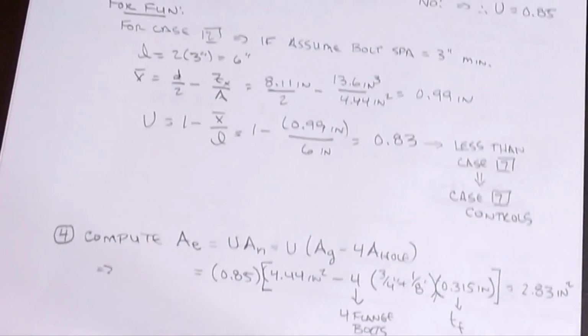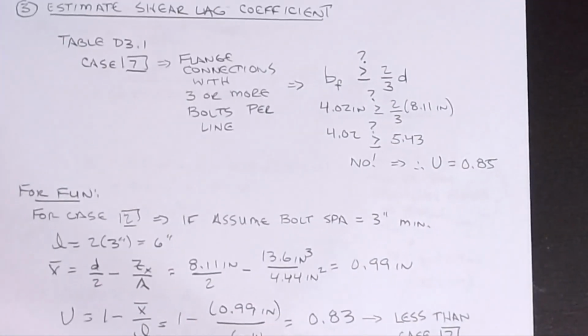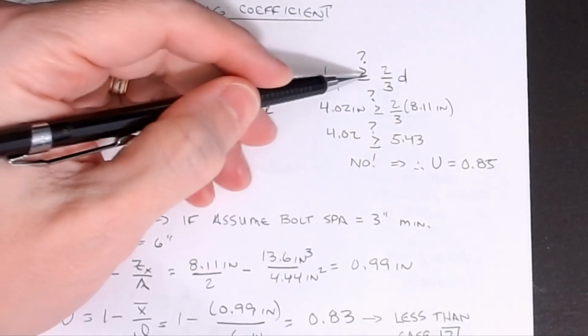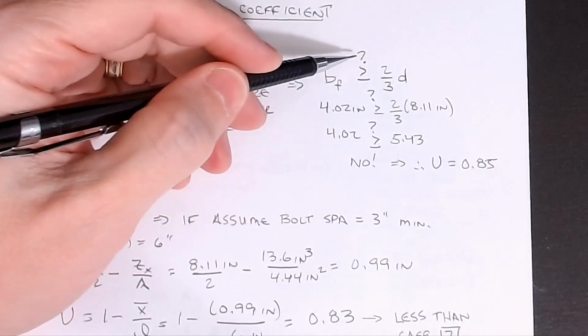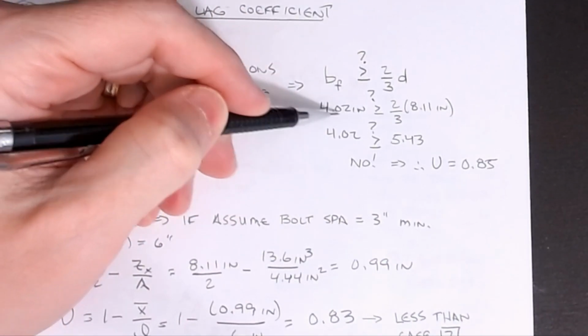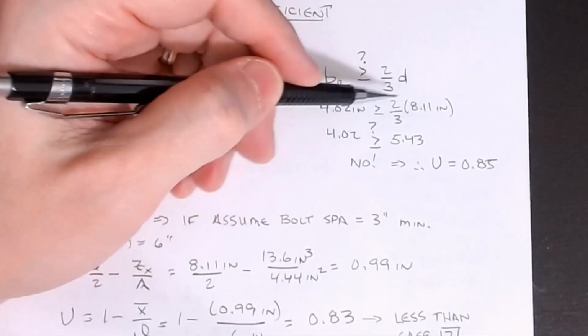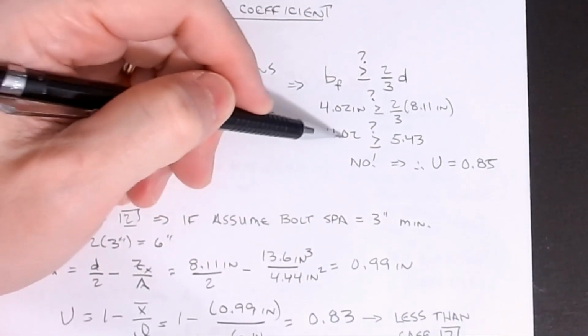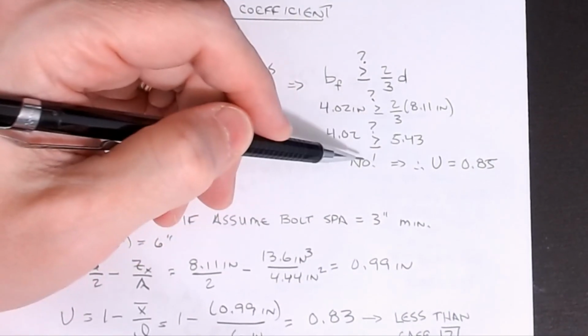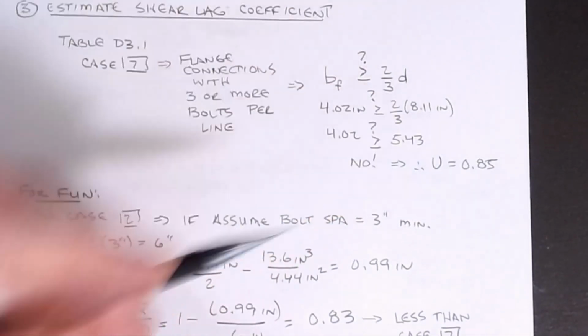So I'm checking: is BF greater than or equal to 2/3 of D? That's what this question mark is telling me. My BF we know is 4.02 inches, and my D was 8.11, so 2/3 of that value. Is 4.02 greater than 5.43? The answer is no. Therefore, my U is 0.85.